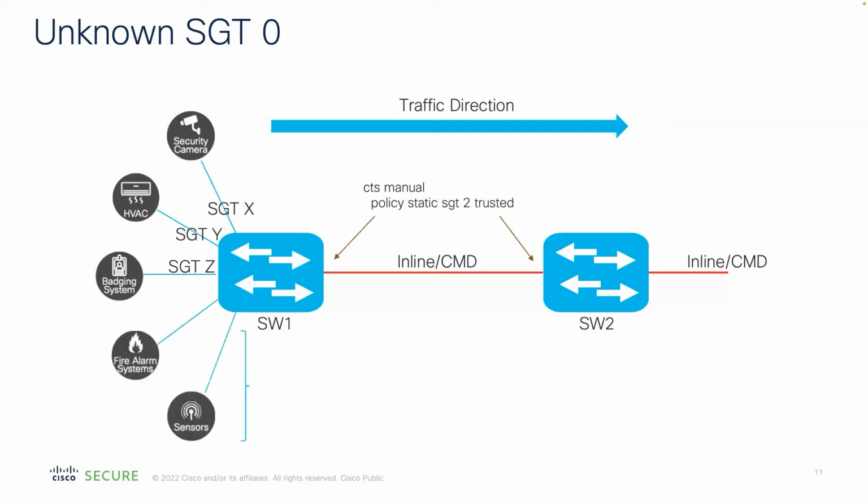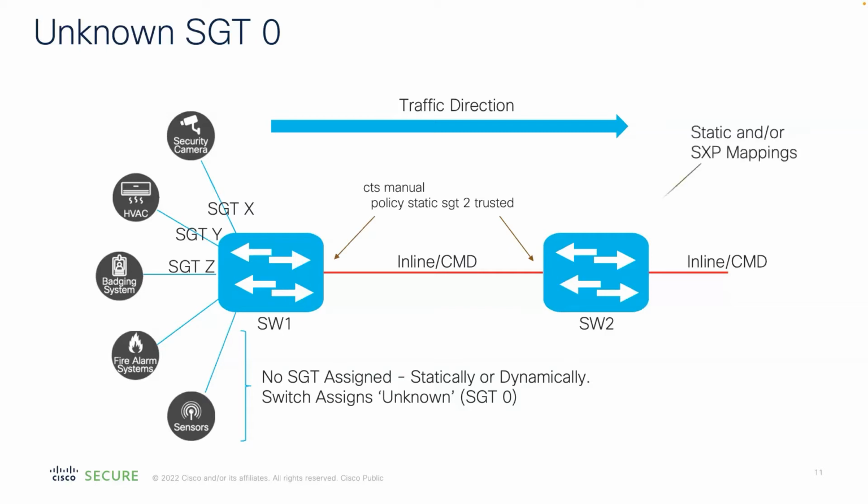Now, what happens if you have endpoints connected which do not have SGTs assigned? Well, switch 1 sees these and it sees there's no SGT, so the SGT is unknown. So what it does is it actually assigns an SGT which has a number of 0 and we call it unknown. So it's actually an SGT, it's called unknown and it has the value of 0. Now in this case, traffic flows from left to right and the 0 is in the tag, the CMD field, flowing inline. So what happens if on switch 2 we have static mappings or SXP mappings here?